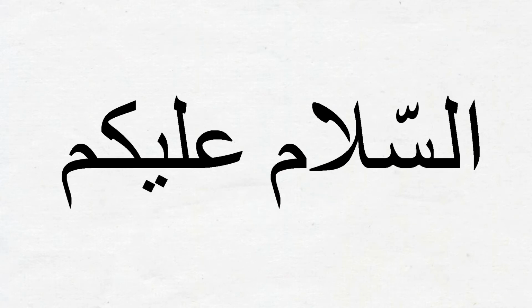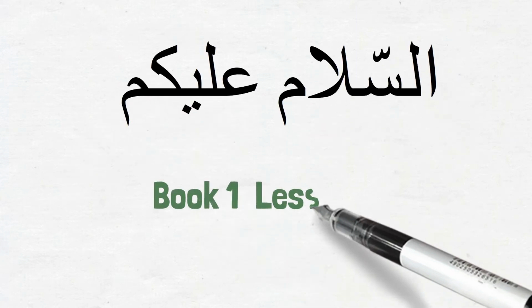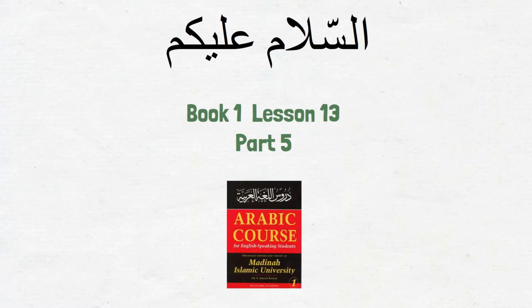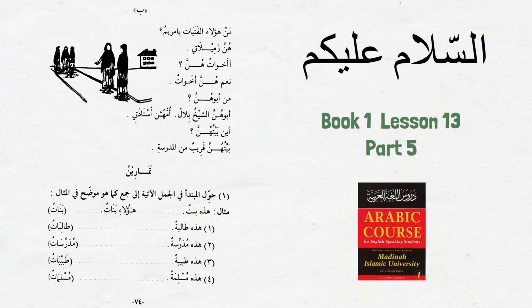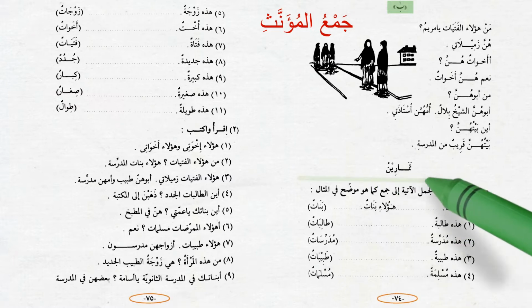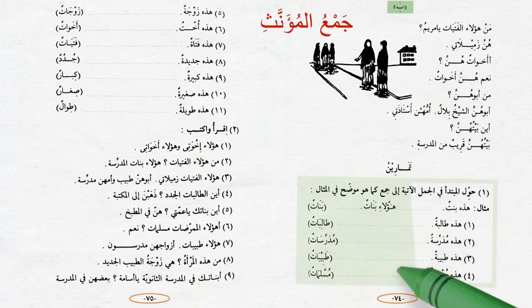Assalamu alaikum. Welcome to a new episode of the Madina Arabic short tutorial series. This is going to be part 5 of lesson 13 from book 1. Today we will begin part B of the lesson. We will start seeing examples for Jam'ul Mu'annath, feminine plurals. Let's open up page 74 of the book and go over exercise 1.